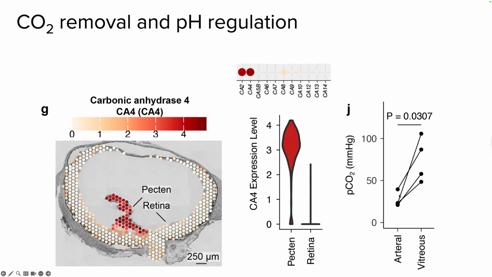We could also see that the CO2 levels were around 75 millimeters of mercury. We've measured that both using direct measurements of CO2 with a CO2 electrode, and we have also measured it by sampling the vitreous of the eye. So indeed, CO2 levels are extremely high, so the vitreous is under a massive respiratory acidosis.